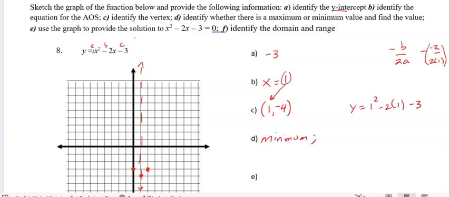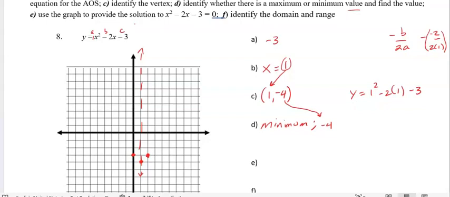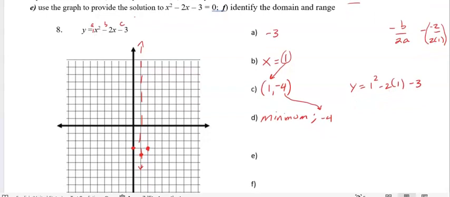And the value of the minimum that it's referring to is this y-coordinate of the vertex. So the value of the minimum is going to be negative 4. All right, and now let's go ahead and find out what the graph is so we can get the answer for letter E. So the letter E says to use the graph.